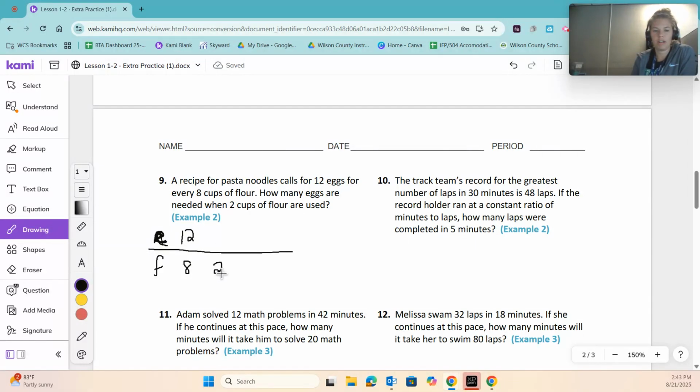So I'm going to go directly to my 2. 8 divided by 4 equals 2. So I'm going to do 12 divided by 4. And that is going to be 3. So I'm going to need 3 eggs with my 2 cups of flour. Okay, again, I could cut that in half and cut it in half again to go from 8 to 4, 12 to 6. Okay, you could go that way as well. All right, and you can try number 10 on your own as well.